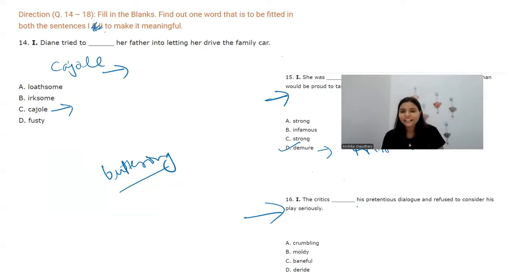"The critics dash his pretentious dialogue and refuse to consider his play seriously." The options are crumbling, moldy, vanity, or deride. So the critics deride his pretentious dialogue and refuse to consider his play seriously. Now you have to tell the meaning of deride. Deride is the answer, but you have to find out the meaning of deride.